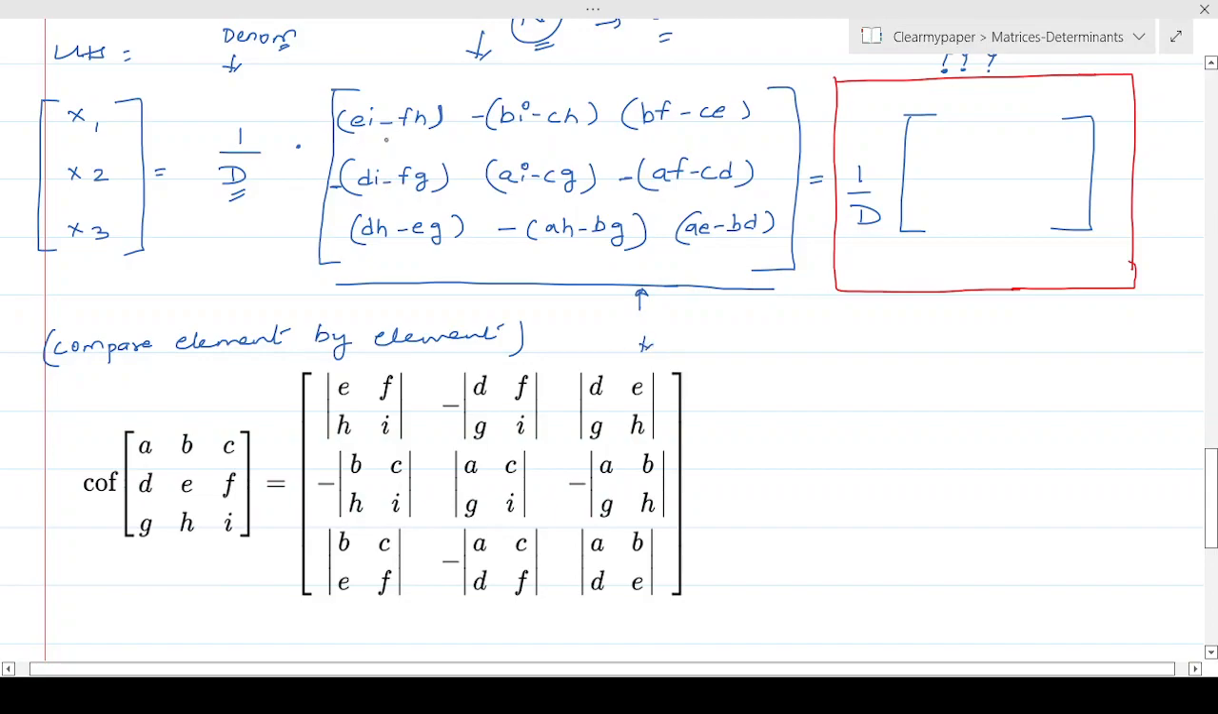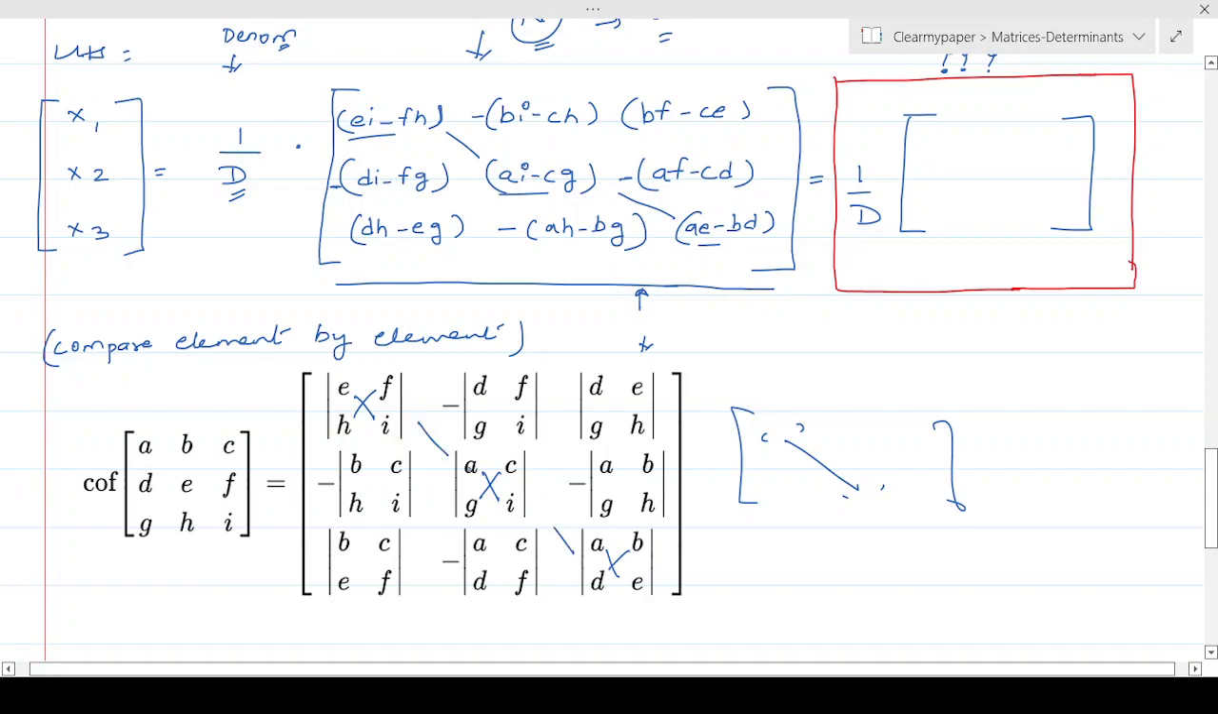So if you see, all the diagonal elements are the same on the backslash diagonal of the matrix. So this piece and this piece is the same. If you see here, we have EI minus FH, and if you solve this, it's going to be EI minus FH, then AI minus CG, then you have got AI minus CG, and then AE minus BD. So the diagonal elements starting from the top left to the bottom right are the same.